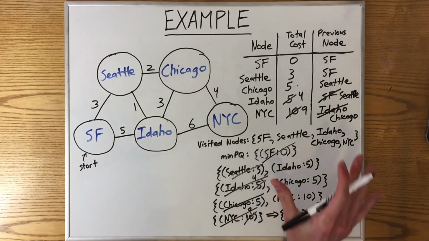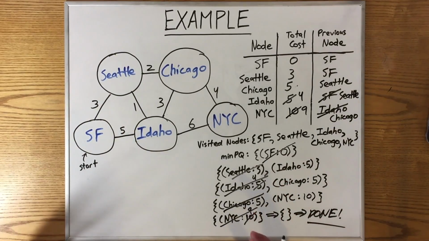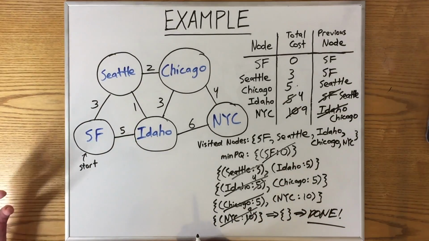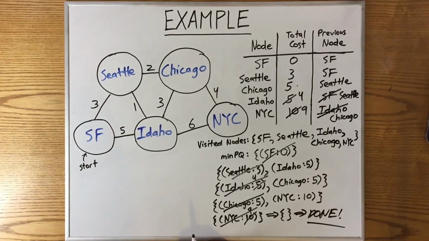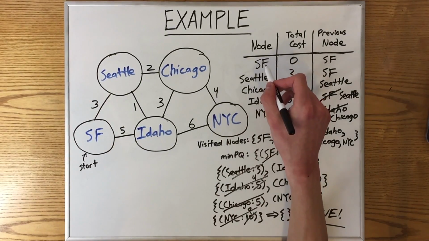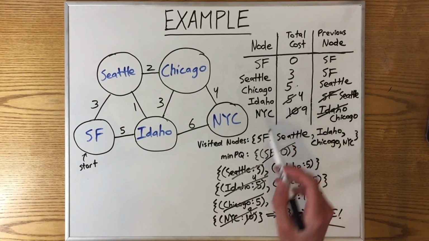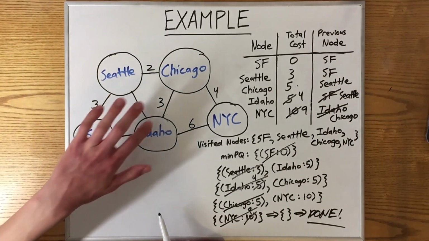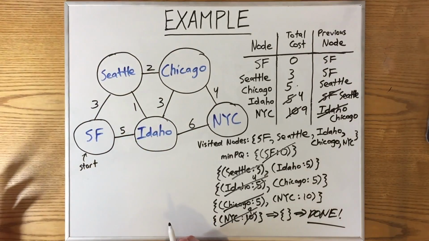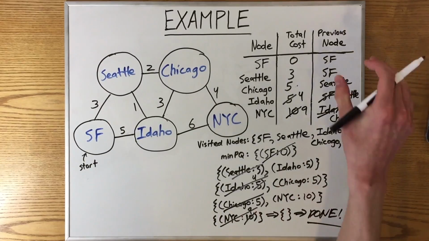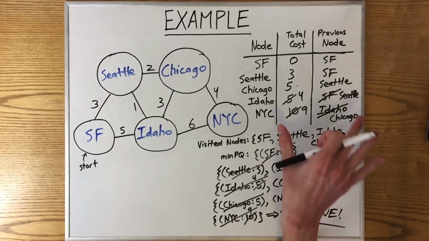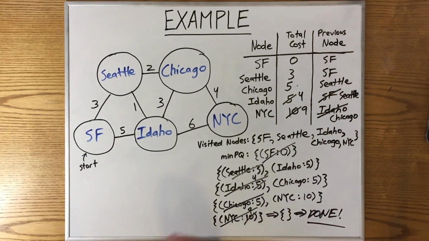But how do we get this table representation to actually represent the shortest paths? Meaning, which nodes do we have to go through from SF in order to get the shortest path to NYC, for example? We don't know if we have to go through Seattle, or Idaho, or Chicago. Turns out all that information is in the previous node column and the total cost column of this table. So let's make sure that makes sense real quick.